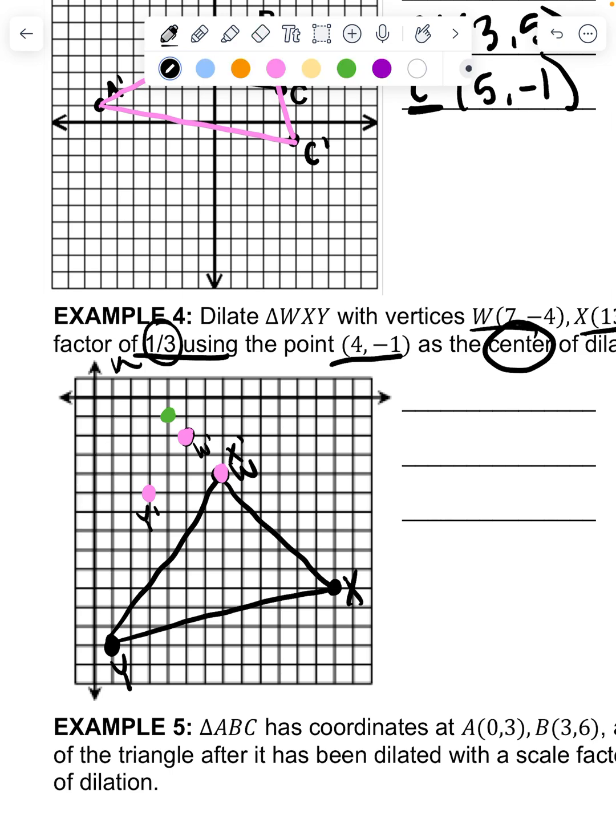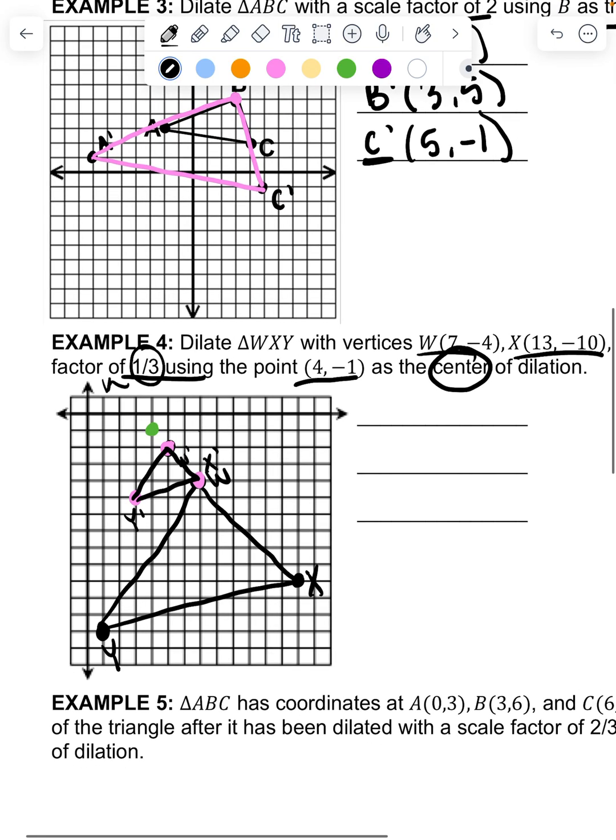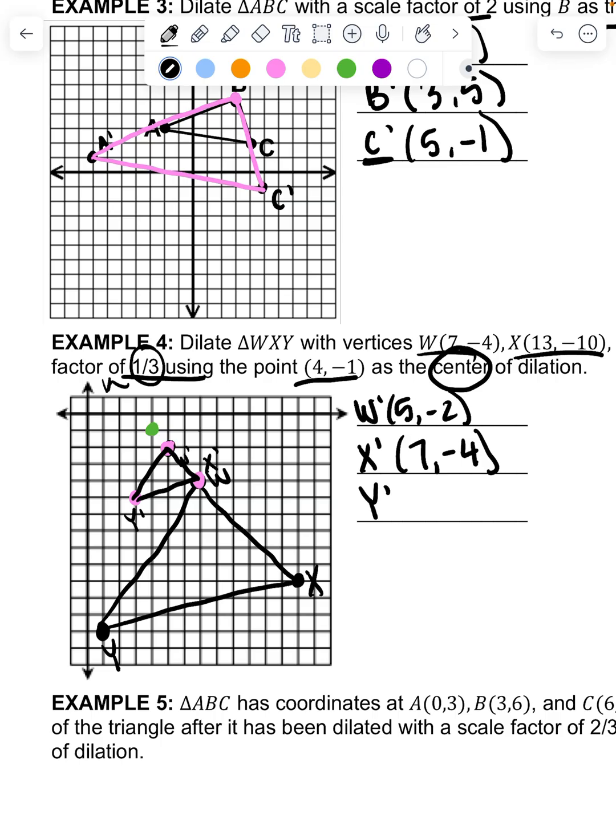All right, so here's our new figure that's been dilated by a factor of 1/3 using this 4, -1 as our center. All right, so W prime ends up being at 5, -2. X prime ends up being at 7, -4. And Y prime ends up being at 3, -5.